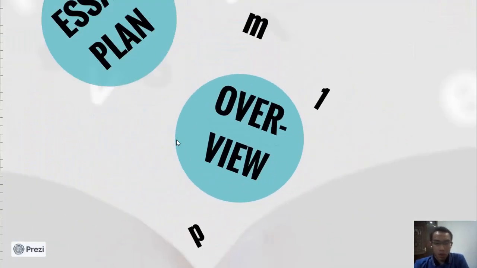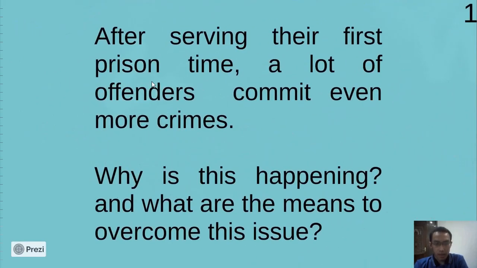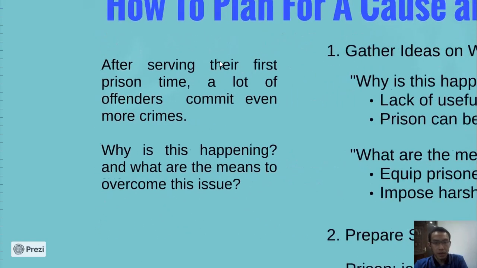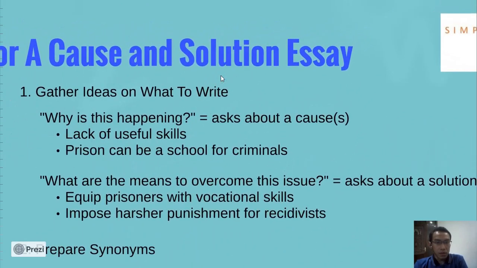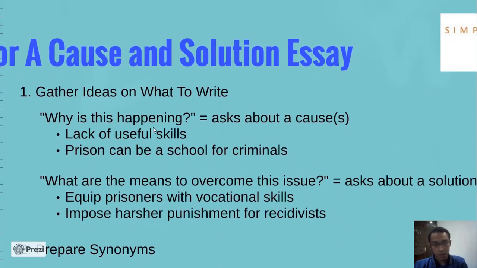So next, we'll talk about how to plan for a cause and solution essay. Always remember that the topic statement is after serving their first prison time, a lot of offenders commit even more crimes. So the first thing you have to do before writing an essay is that you have to gather ideas on what to write. So you have something like a source to write down your essay. It will be helpful for you. Okay, to answer the first question, why is this happening?